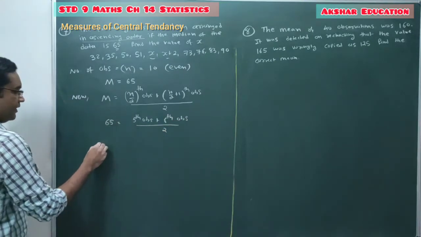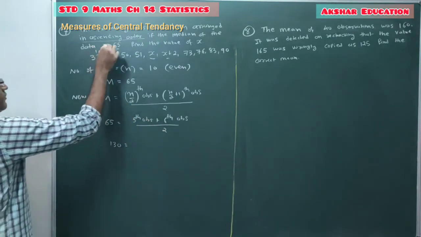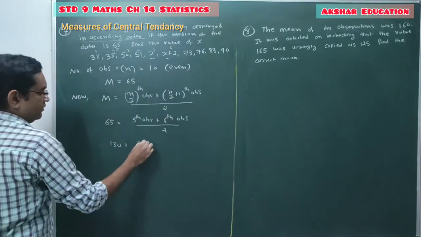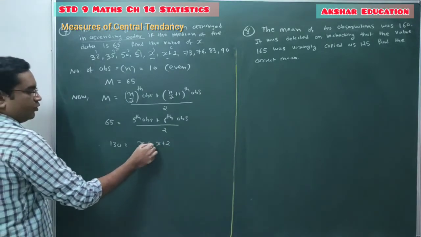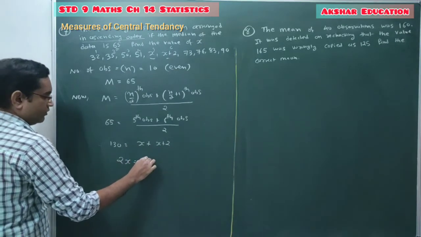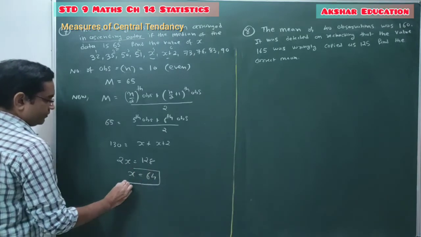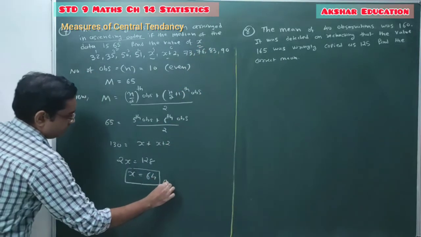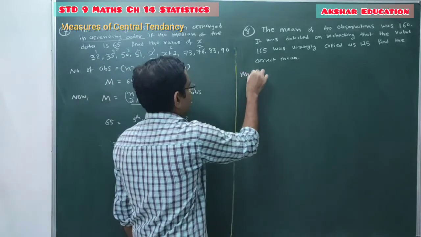Multiply this 2 with 65, so it's 130. 130 equals the 5th plus the 6th. So counting 1, 2, 3, 4, 5 and 6, this is the 5th and 6th observation: x plus 2, so it's 2x. So 2x equals 130 minus 2, so 128, and x equals 64. The question is to find the value of x, so our answer is x equals 64. Clear, students? Now check this question number 8.